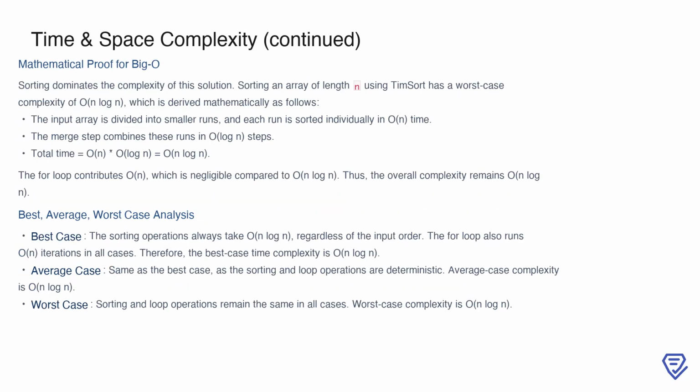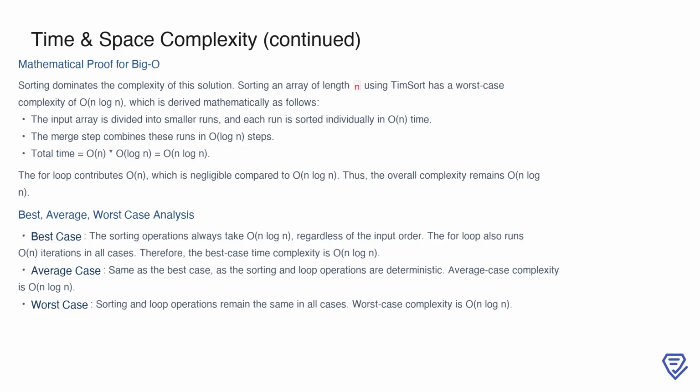The time complexity of this solution is dominated by the sorting operations, and we can validate this mathematically. TimSort sorts an array of length n by dividing it into smaller runs, sorting each run in O(n) time, and merging them over O(log n) steps. This gives a total time complexity of O(n) times O(log n), or O(n log n). While the for loop contributes O(n), this is negligible compared to the O(n log n) from sorting. Therefore, the overall time complexity remains O(n log n).